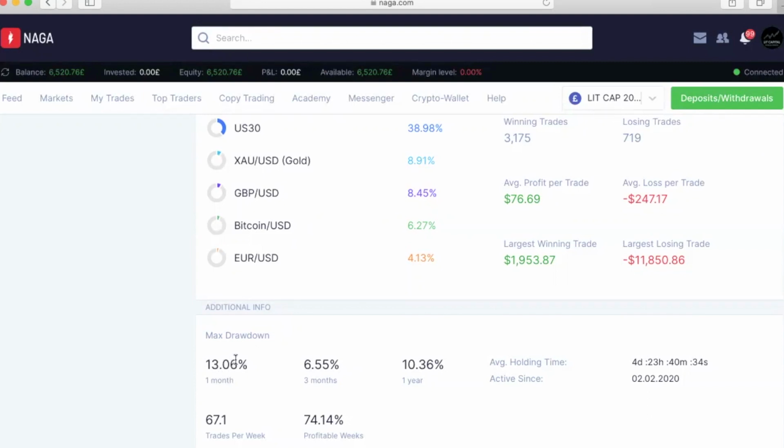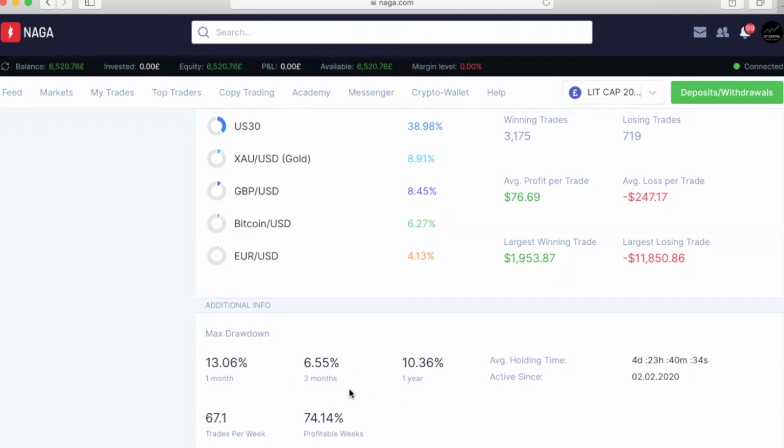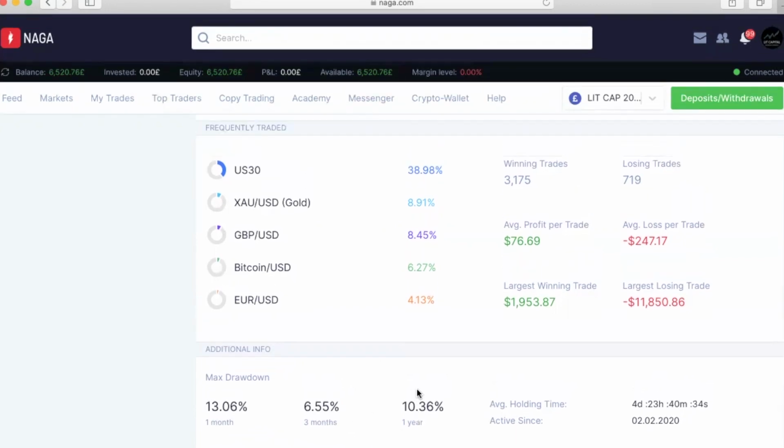Drawdown just means when he's been in negative equity. So in a month, he's been in 13% drawdown. In 3 months, he's been in 6.55% drawdown. Over a year, he's been in 10% drawdown. And he takes 67 trades a week. And his profitable weeks, 74% profitable weeks. So those are the stats.